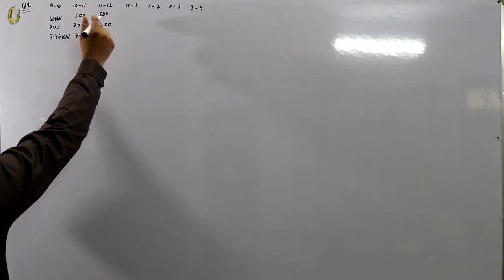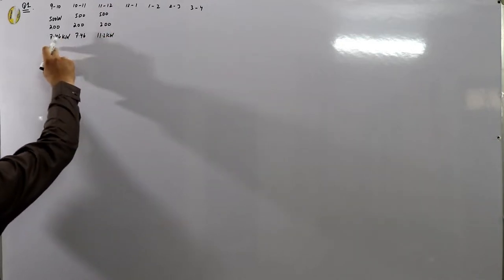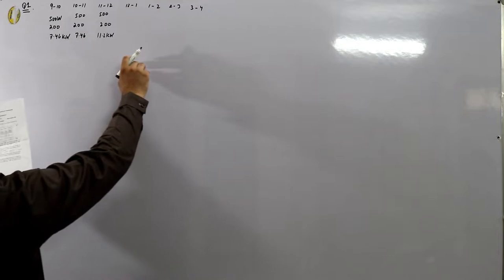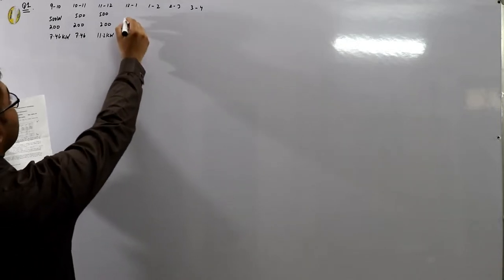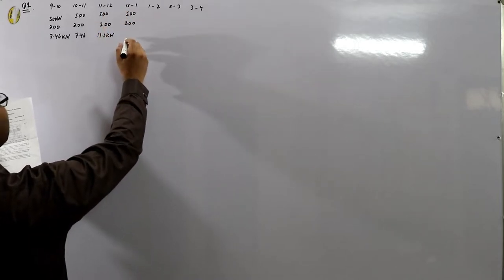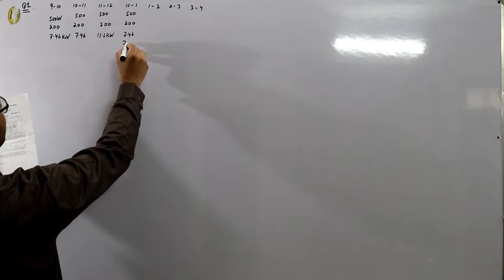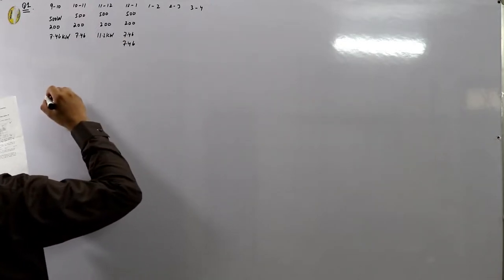500 for light, 200 for fan. For a milling machine, you've got 11.2 kilowatts, and these are for the air compressor. Similarly, then you have 500 and 200, which are for the lights and fans. The lathe machine also has 7.46 kilowatts, and the air compressor also has 7.46 kilowatts.